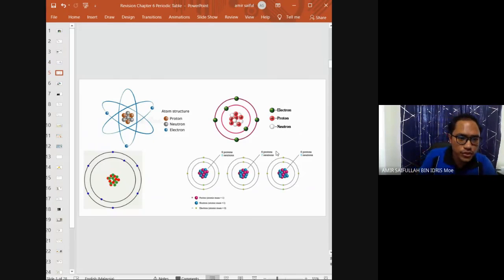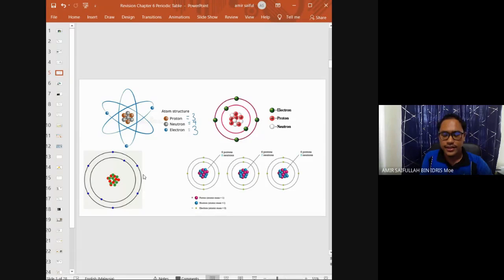Okay, so now let's go and see. This one is the same as just now. You can see the blue color is the electron. It has 3 electrons. The red color is also 3, so this is the proton. And the gray one is the neutron. The neutron has 4. Usually in any atom, the proton is always equal to the electron. Always equal, but the neutron can be different.